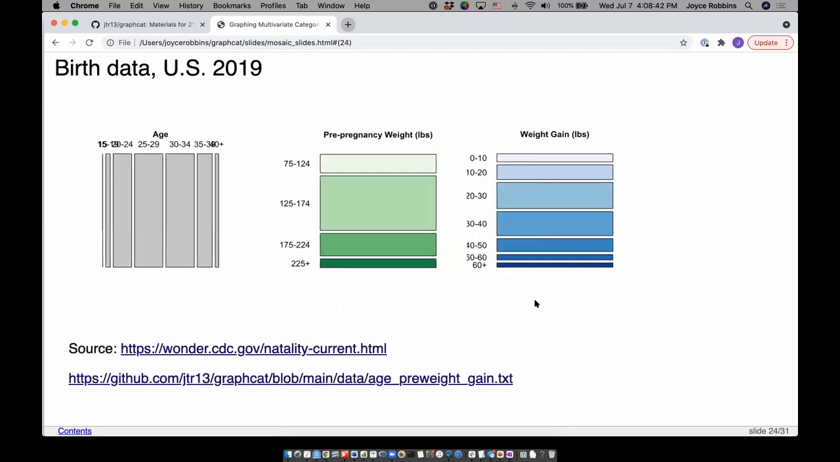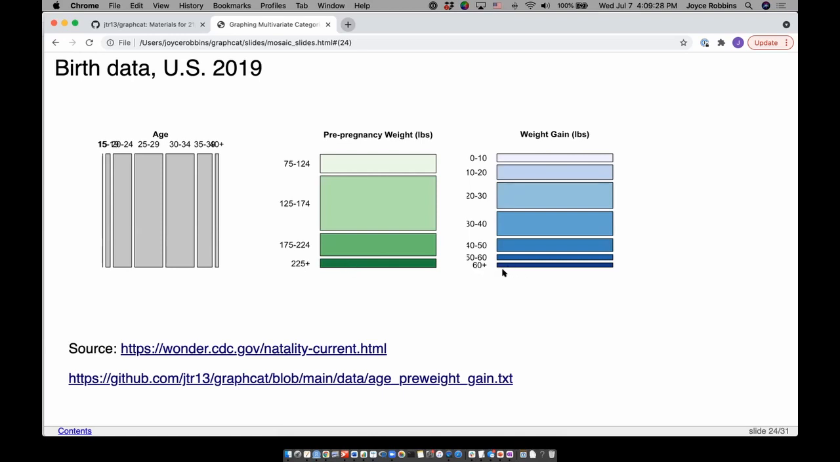it's not 100%. So we're going to go back to the birth data and just familiarize ourselves with these categories. There are 7 age categories, 4 pre-pregnancy weight categories, and 7 different weight gain categories. The data was already in groups. I cleaned it up just because there were some, and this is one of the challenges that you often face with categorical data, that you'll have some categories that hardly have any data in them and they're really hard to show. I just grouped everything above 225 into one category, and everything above 60, because they're small.